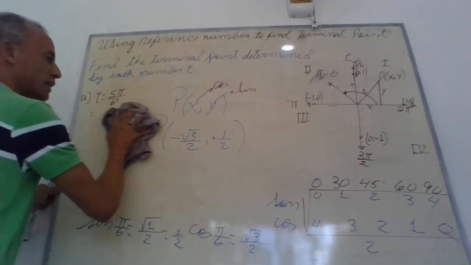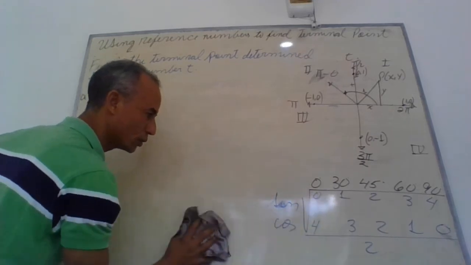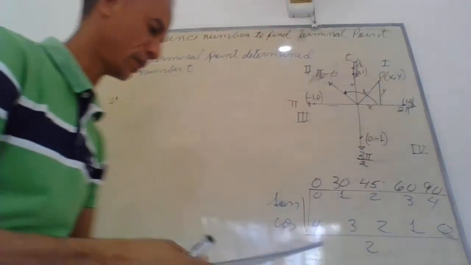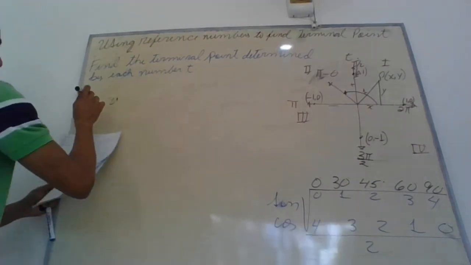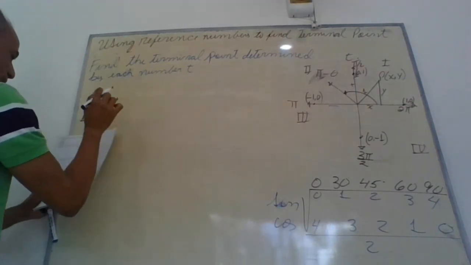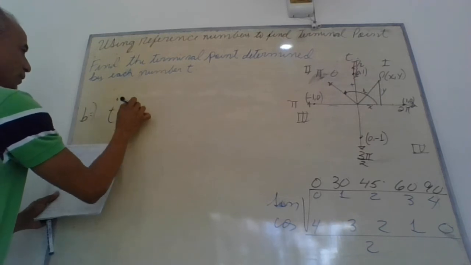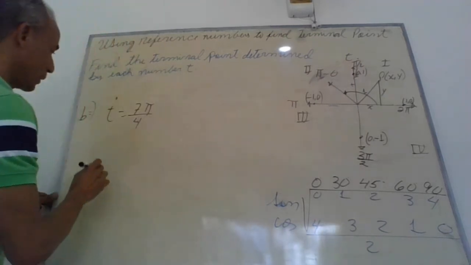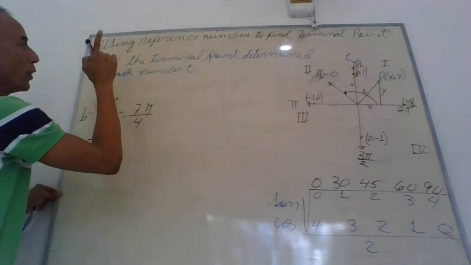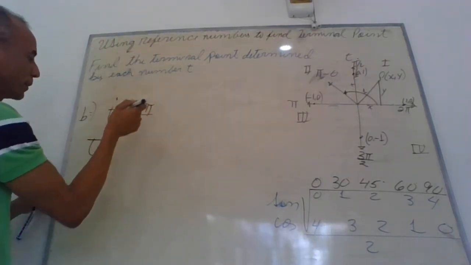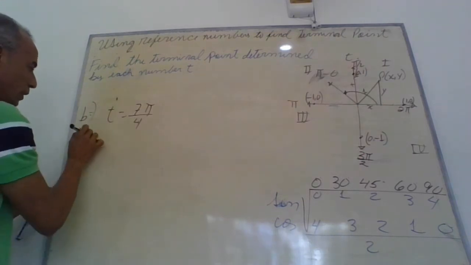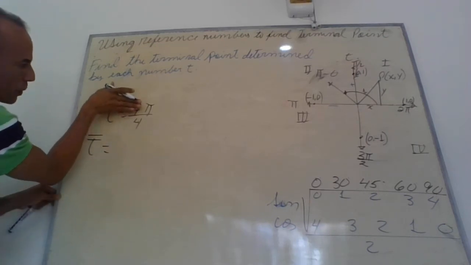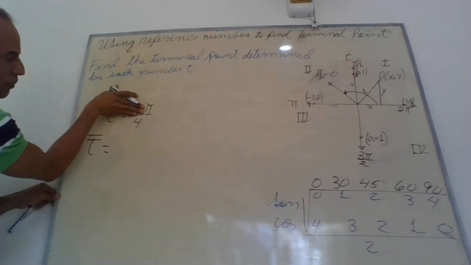Now let's go to another example. Okay, example B, we have here t equals 7 pi divided by 4, okay, the same thing. I'm going to get the reference number, okay, to find what we need, the terminal point. So I have the reference number. Remember, if you want to find the reference number, you cover the numerator here and you just leave pi.